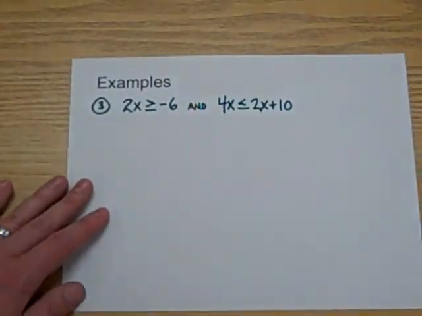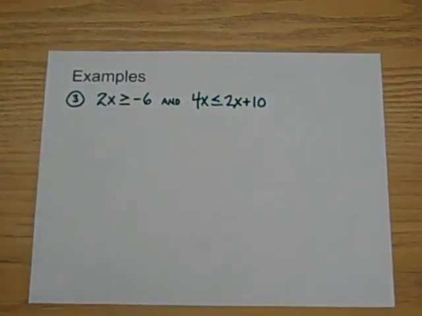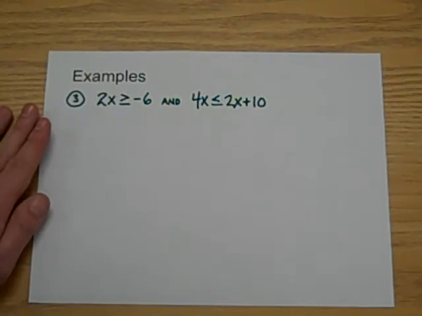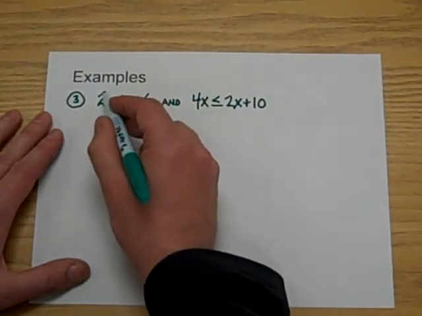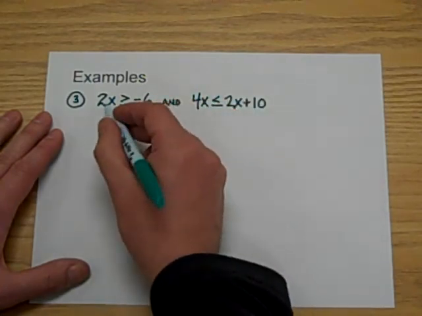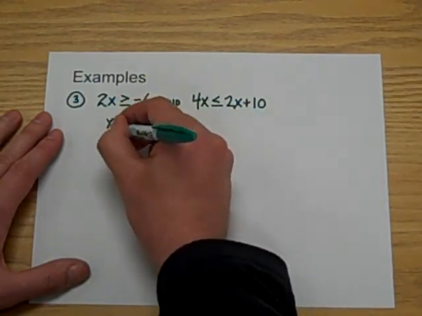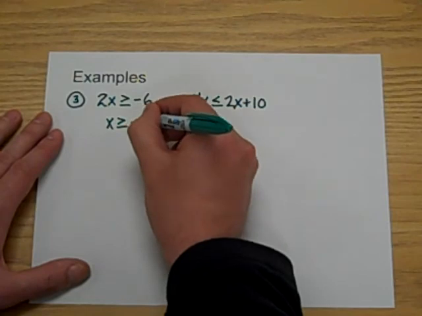Okay, last but not least, let's try the and. This is an and inequality. I'm going to solve it the same way I did the or, only at the end I'm going to do something different. I'm going to first start by dividing by 2. So I'm going to solve this separate than this. So I'm going to divide by 2. So I have x is greater than or equal to negative 3.